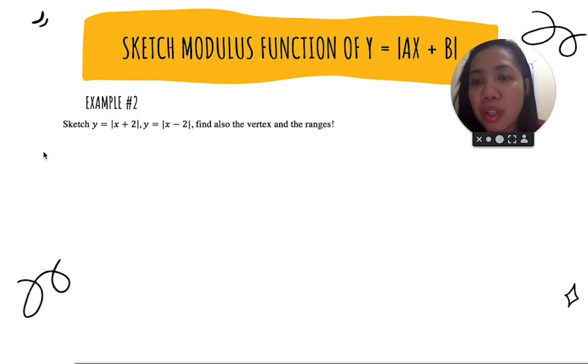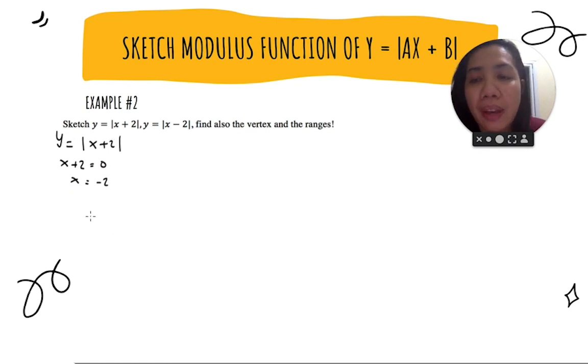We're going to sketch first y equals the absolute value of x plus 2. First thing first, as we have learned before, we have to find the vertex of this modulus function. How to find it? By making the inside part equal to 0. So here I'll have x plus 2 equals 0, then x equals minus 2. So this is the x coordinate of the vertex of this modulus function.